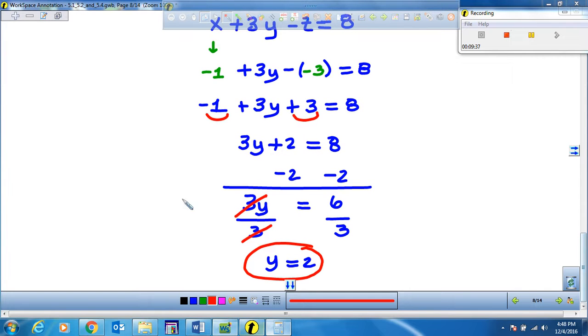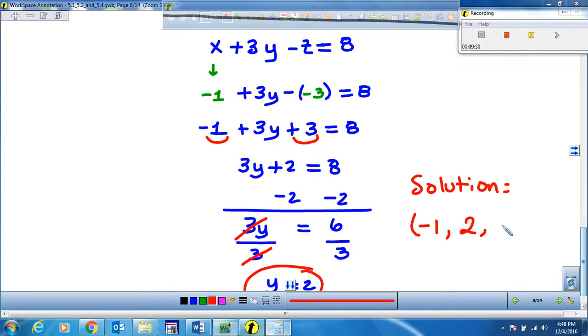So what's the solution? It's going to look like the following. Negative 1, that's your x. The y is a 2. And the z was a negative 3.